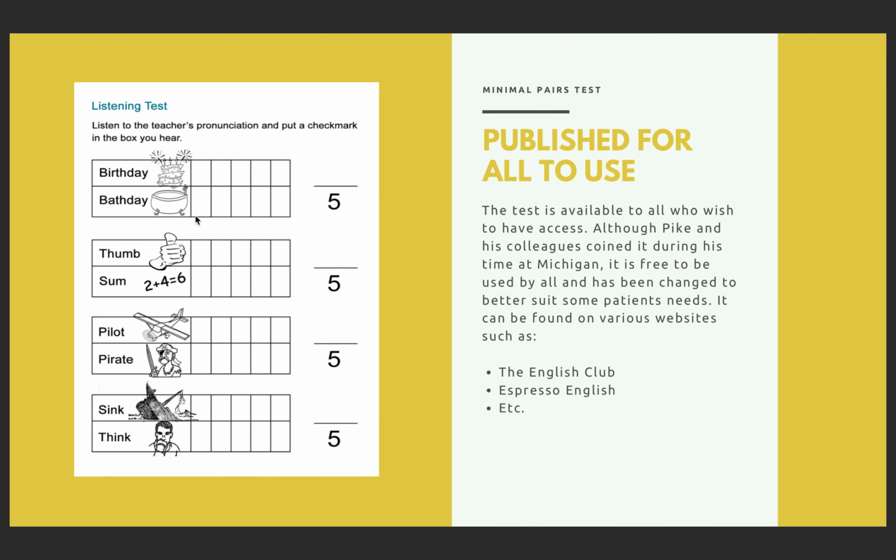So on your left, you have an example of what one of the tests may look like, or a portion of it, I should say. The test is available to all who wish to have access. Although Pike and his colleagues coined it during his time at Michigan, it is free to be used by all and has been changed to better suit some patients' needs. It can be found on various websites such as the English Club, Espresso English, and if you simply Google minimal pairs test, many other examples come up as well.